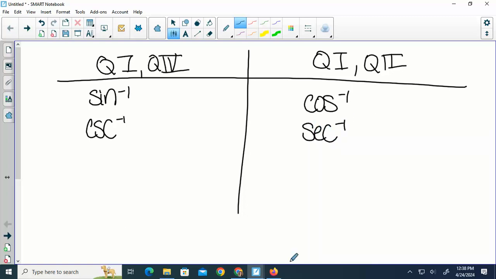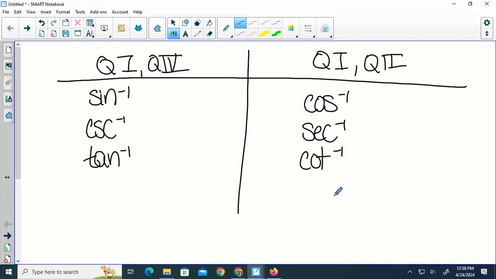Tangent and cotangent, they're both technically negative in 2 and 4. So we go back to how we graphed them. When we graphed tangent, we went from negative pi over 2 to positive pi over 2. So that was quadrants 1 and 4, so it goes along with the sine. Cotangent, when we graphed, we did 0 to pi, that was quadrants 1 and 2. So cotangent inverse is in 1 and 2.